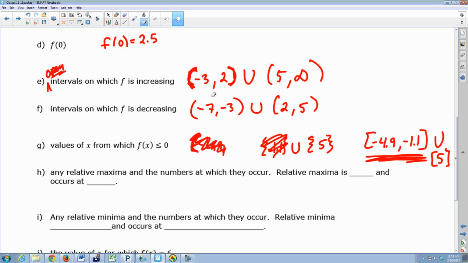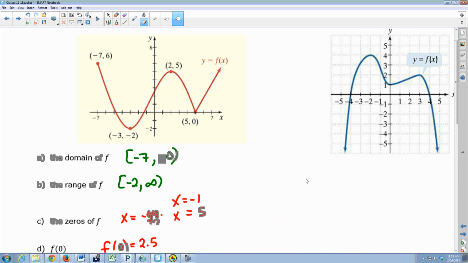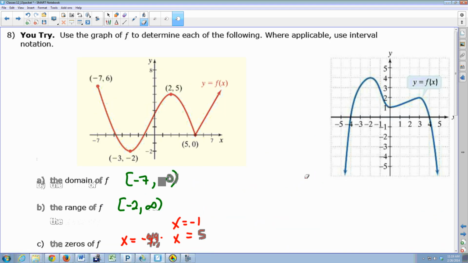All right. Now, relative maxima. Relative maxima is the high point. Why do I have an A here? Well, I could have more than one high point, so that's why we use the A. Relative maxima, what is it, if any, and where do they occur? Is there a relative maximum or maxima on this graph? Is there a high point?